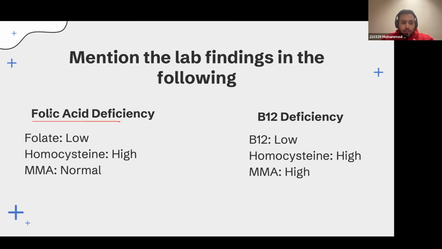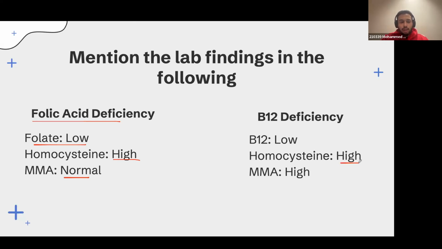So folate, obviously folic acid, let's start with that. Folate will be low, homocysteine will be high, and MMA is normal. Now, to explain these: homocysteine, to get converted into methionine, I believe, requires both B12 and folic acid. So that's why if you have a deficiency in folic acid or B12, you will have high homocysteine. Now, the other one is MMA.